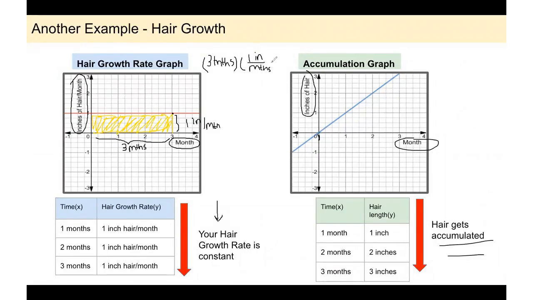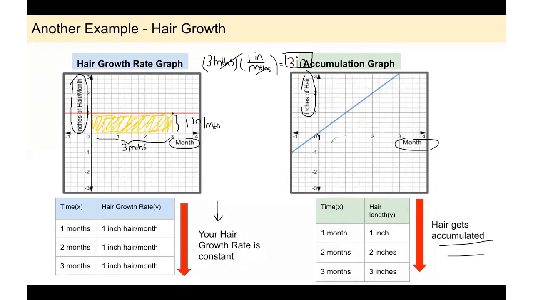Let me just add the S so it's the same. All right, so again, we're going to cancel out what's the same, top and bottom. So months will cancel out, and we're going to be left over with 3 times 1 inch. So 3 inches of total hair. I'm going to circle that. And then you verify it.